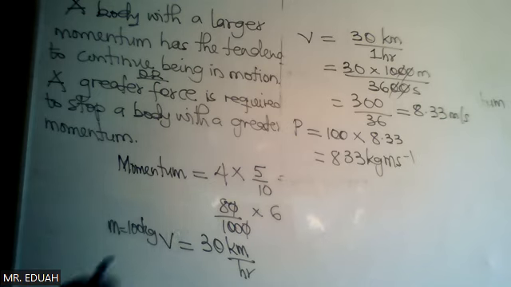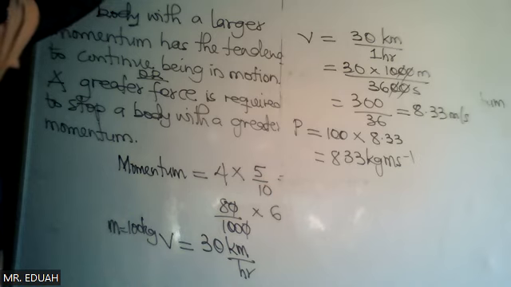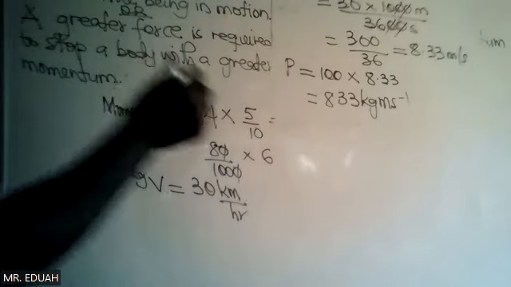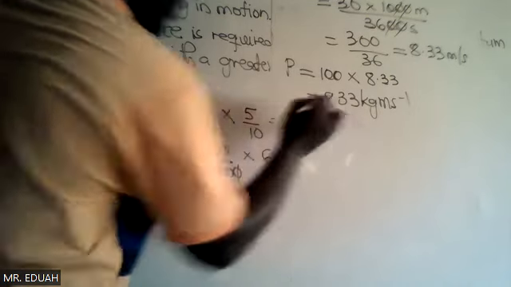How did you do it? I did mine: 30 kilometers per hour is equal to 30 over 1, times 1,000 meters over 1 kilometer, times 1 hour over 3,600 seconds. You see, this is how to do it.